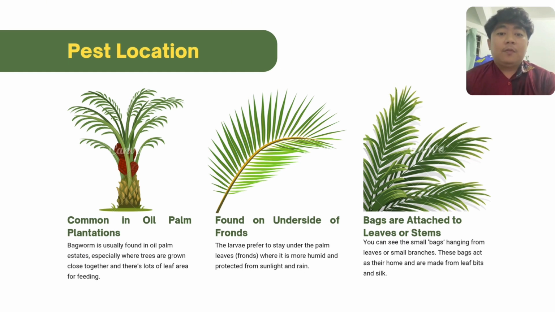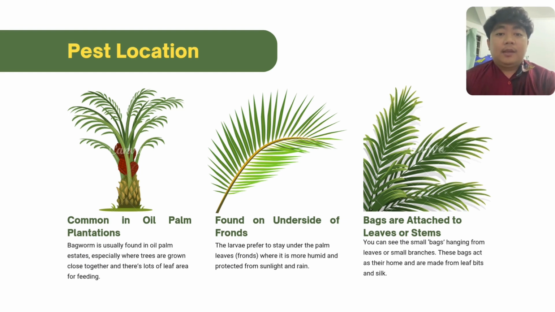Look for the characteristic bags attached to leaf or stems. You can see these small bags hanging from leaf or small branches. These bags act as their portable homes and are made from leaf bits and silk. The bags are often camouflaged and blend in with the natural plant material, making them difficult to spot.